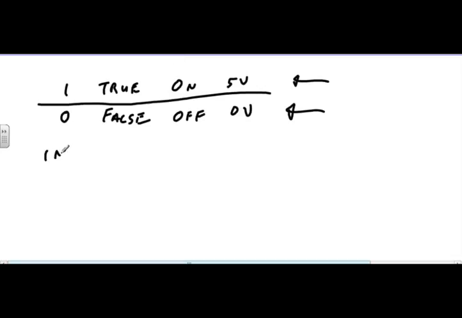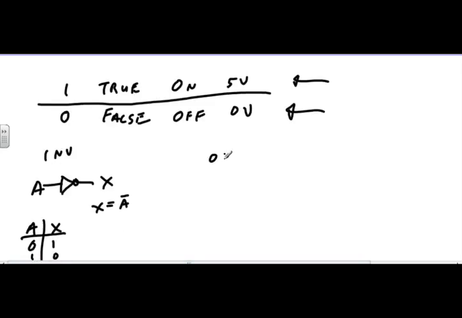We have inverters, and they look like that. They have an A and an X. They have an algebraic expression: X is equal to not A. They have a truth table: A, X, 0, 1, 1, 0. So when A is 0, the output's 1. When A is 1, the output's 0.